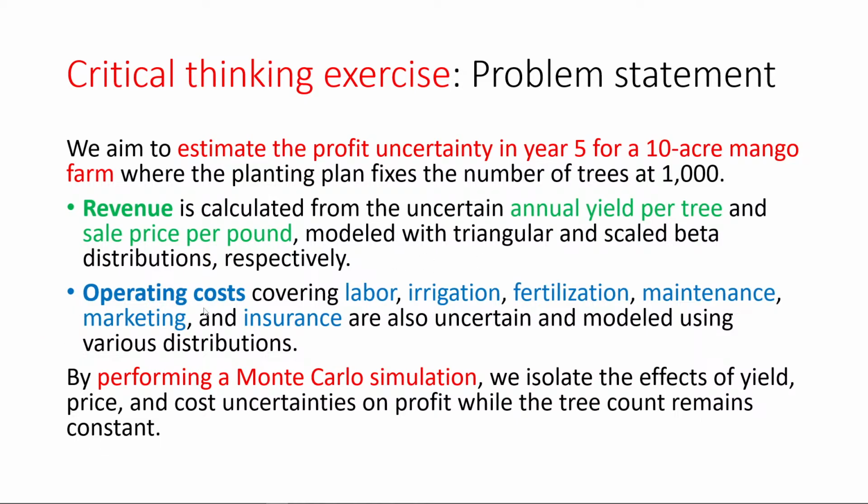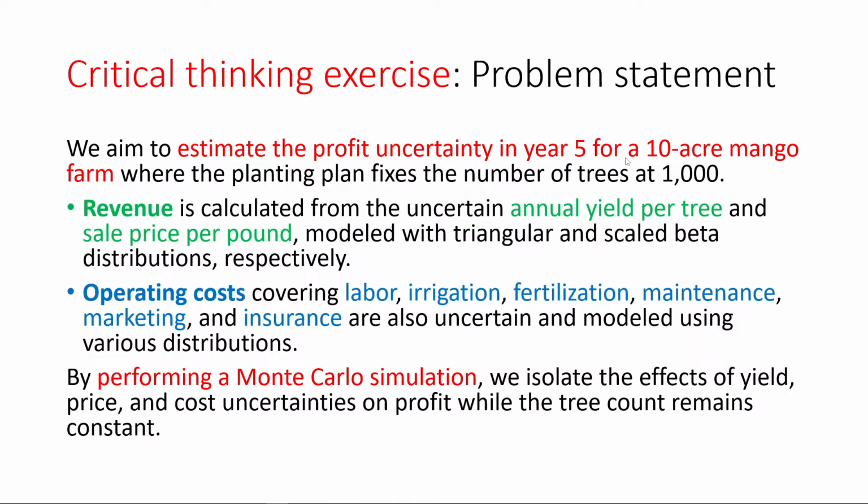Now, with respect to my revenue, I have two uncertain items. With respect to my operating cost, I have a lot of them. The labor costs, the irrigation costs, the fertilization costs, the maintenance costs, the marketing costs, and insurance are also uncertain, and I model these using various distributions just to show you a mixture of distributions that can be used. By performing Monte Carlo simulation, we isolate the effect of yield, price, and cost uncertainty on profit while the tree count remains constant.